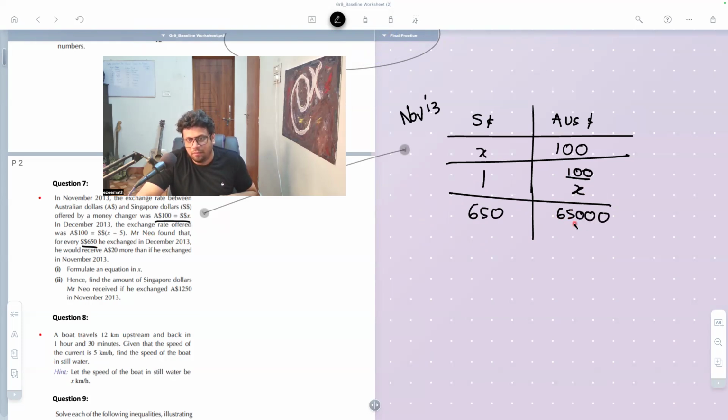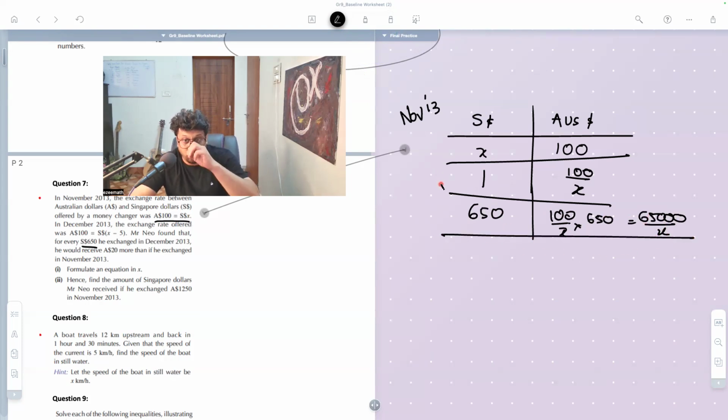conversion is going to be 100 by X into 650. Okay. Comes out to be 65,000. Okay, I'll write it again. 100 divided by X into 650 comes out to be 65,000 divided by X. That's the amount of Australian dollars you're going to get in November.